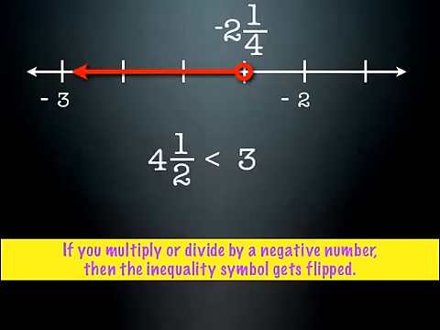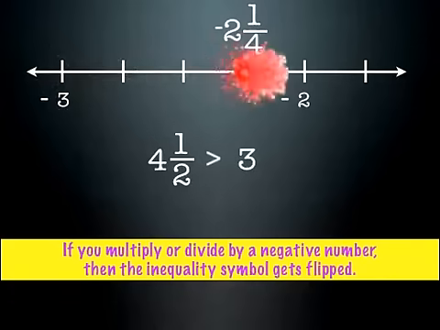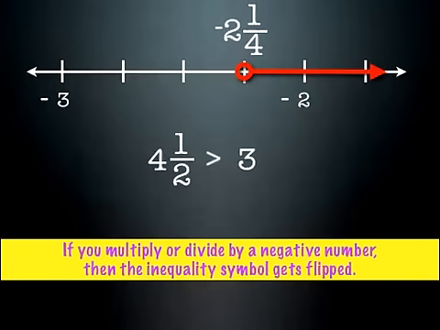If you multiply or divide by a negative number, then the inequality symbol gets flipped. So you'll need to flip the inequality sign anytime you multiply or divide by a negative number. And of course that will get your graph pointing in the other direction.